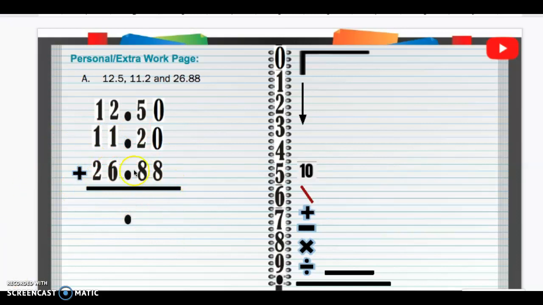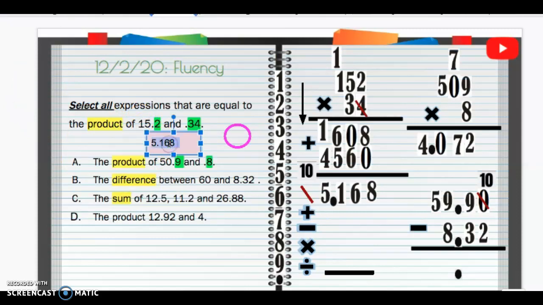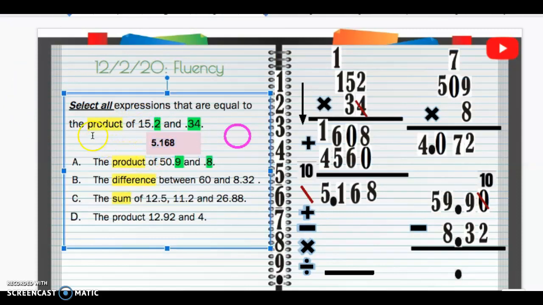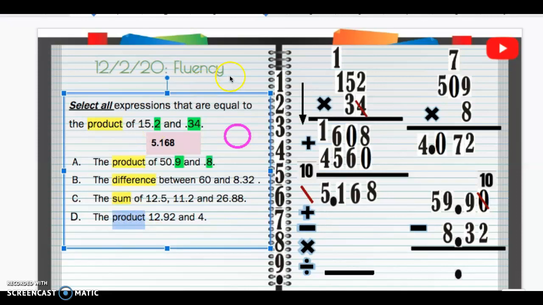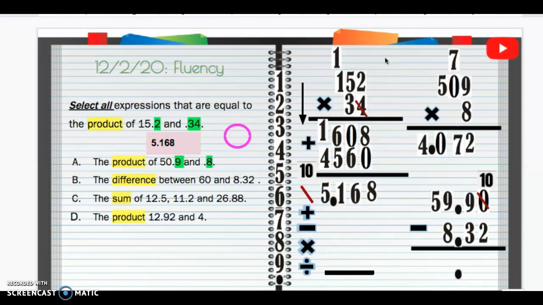This answer, you need to then determine, is it the same as our original answer that I just bolded for you? If it's not, then you are not circling it. All right, the next one we need to solve is we need to find the product of 12 and 92 hundredths and 4. So product means to multiply. So we are going to multiply 12 and 92 hundredths and 4.